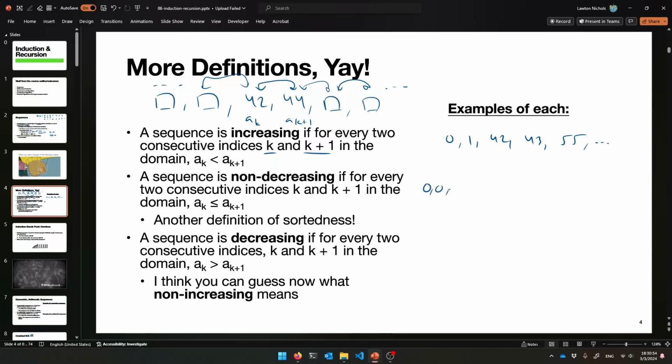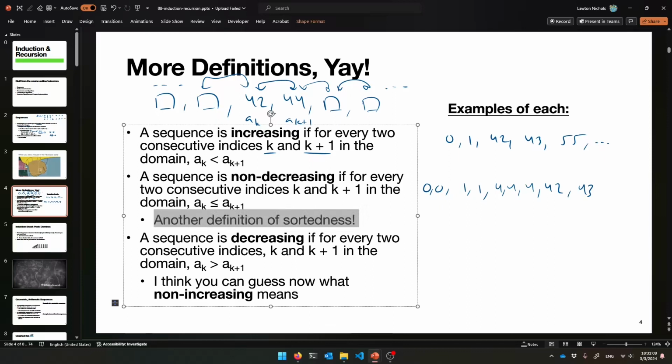Like you can have 0, you can have 0 twice. You can have 1 a couple times. It can stay there for a little bit. 4, 4, 4, 42. Doesn't have to stay on things. 43, that's fine. Still greater than or equal to, right? So that's a non-decreasing sequence. And this is actually what it means to be sorted, right? This is the definition of sortedness. Your array has elements in a non-decreasing order, okay?